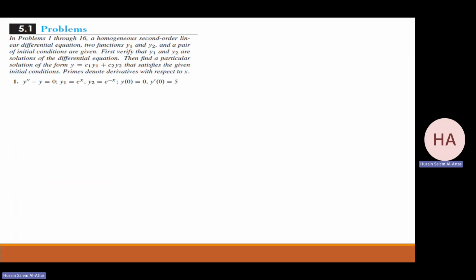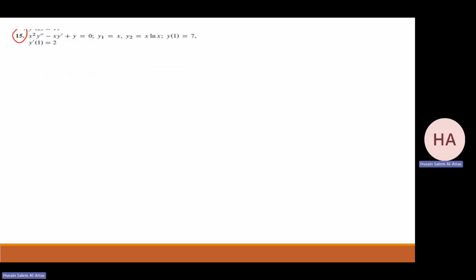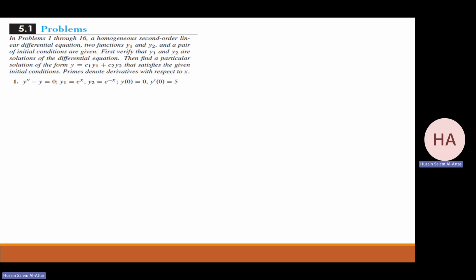Now we'll start doing some questions from the book, including suggested problems for sure. Yeah, let me do now. In this group of questions, I'll choose 3 questions. Problems 1 through 16, homogeneous, second order, linear differential two functions are given. What they want, verify their solutions. Then find the particular solution satisfying the initial condition.